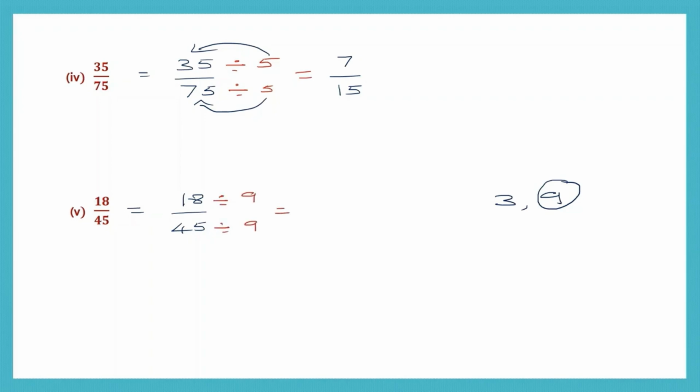Now what do we get here? 9 into what is 18? 9 twos are 18 and 9 into what is 45? 9 fives are 45. So what's our answer? 2 by 5. Okay, we're going to study about a few more types of fractions.